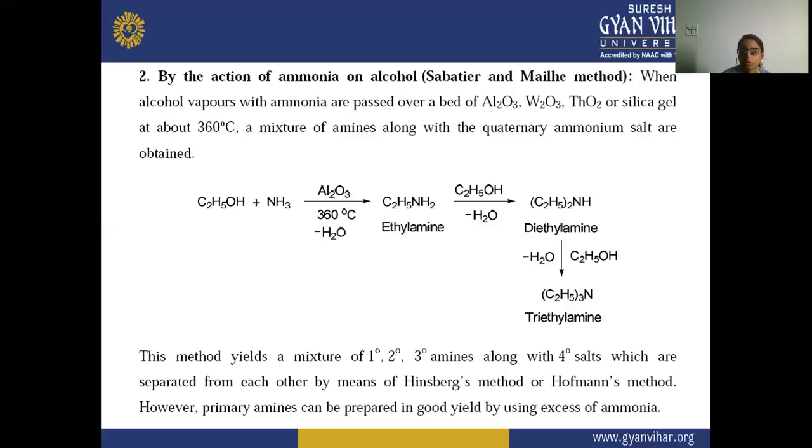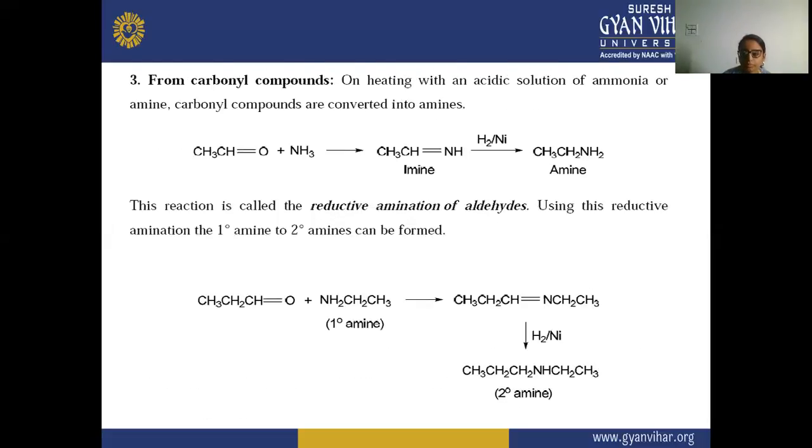After that, again ethanol is attached to this, and there is a formation of diethylamine, and from there the water molecule is moved out. The diethylamine again reacts with ethanol, and there is a formation of triethylamine, which is a tertiary amine. So this method yields a mixture of primary, secondary, and tertiary amines along with quaternary salts, which are separated from each other by means of the Hinsberg method or Hofmann method. However, primary amines can be prepared in good yield by using excess of ammonia.